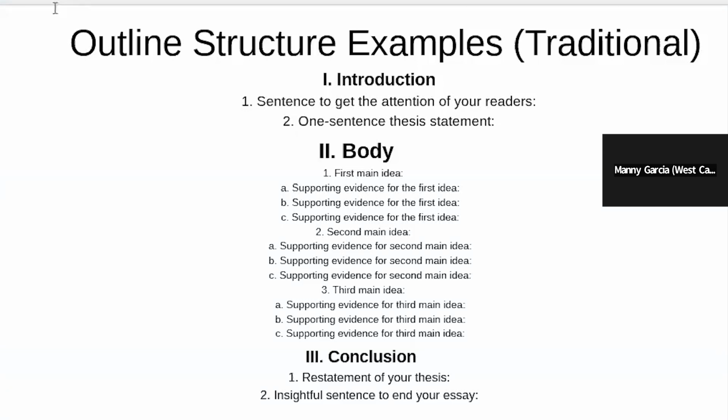Let's see. Okay, I guess this one works.